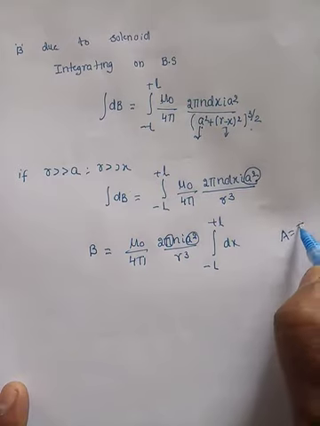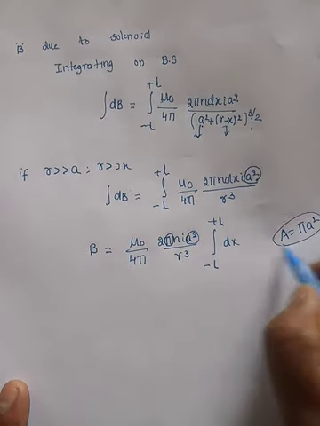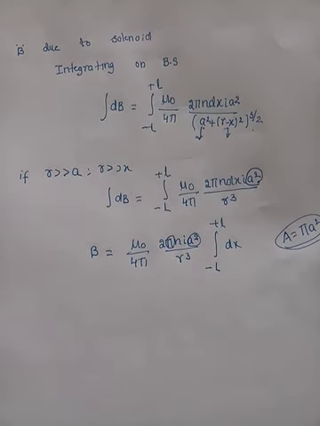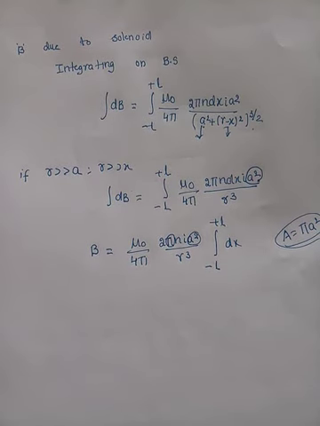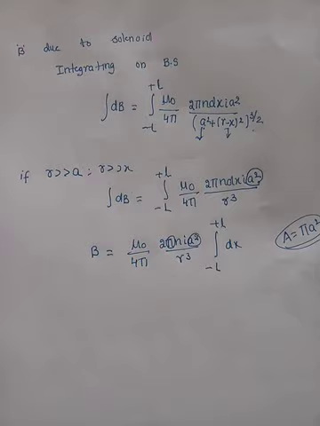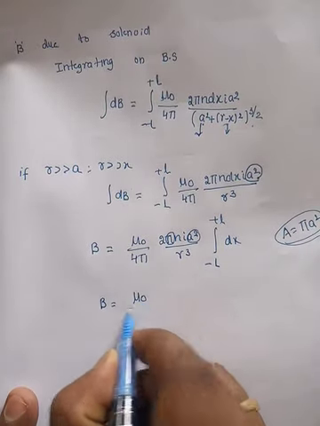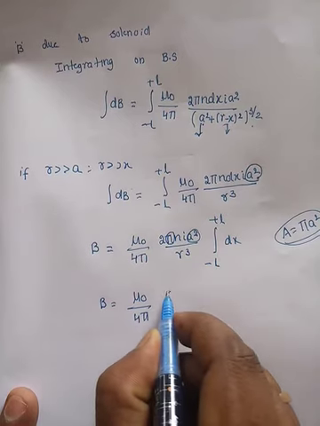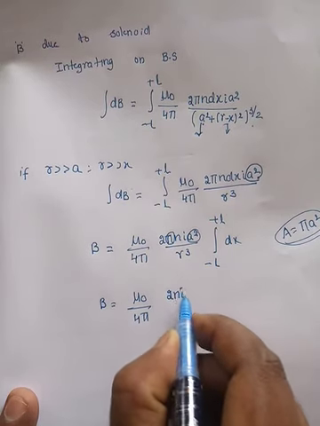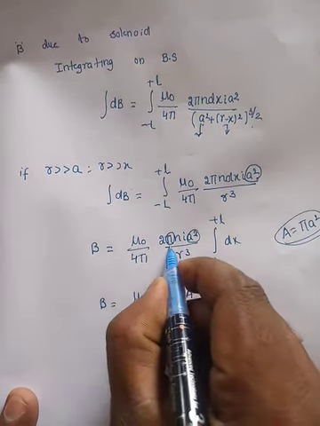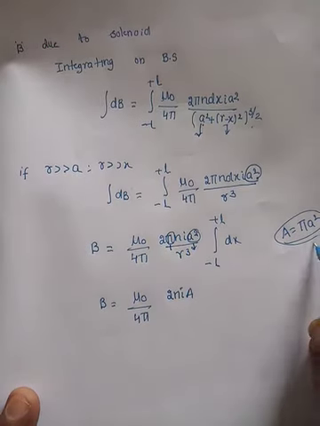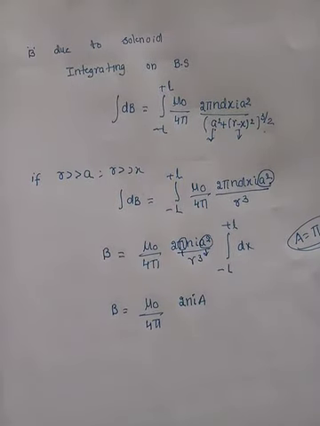What is the formula now? Area of a circular loop is equal to pi a square. So instead of pi a square, what can we write? Area, right? Yes. So that implies B is equal to mu naught by 4 pi, 2 n I a. Why? Pi a square is replaced by capital A, because that is equal to the area of the loop.